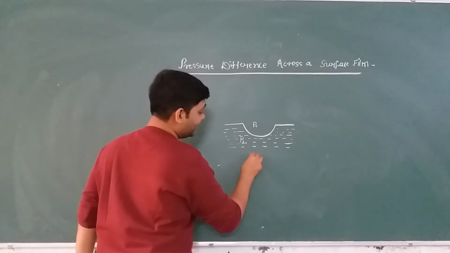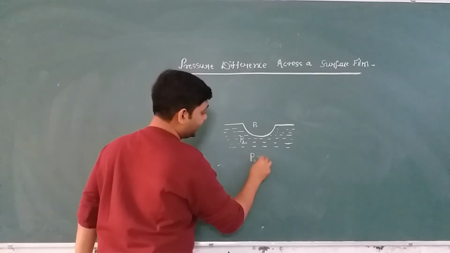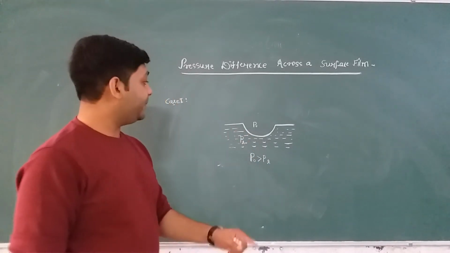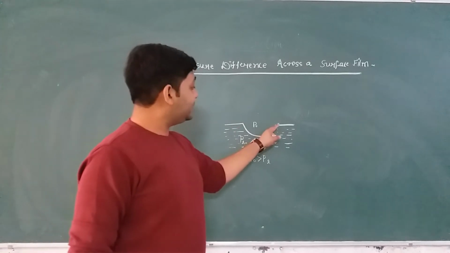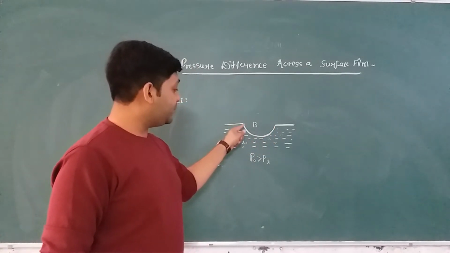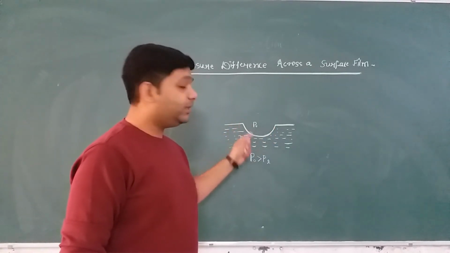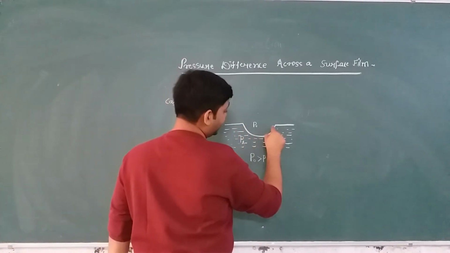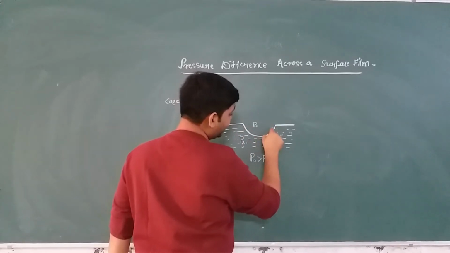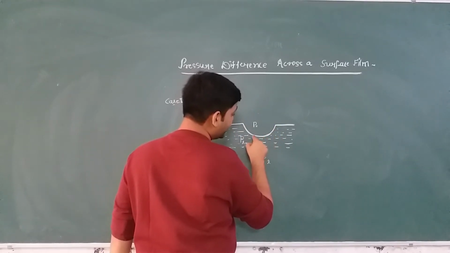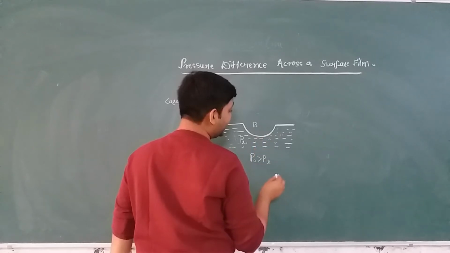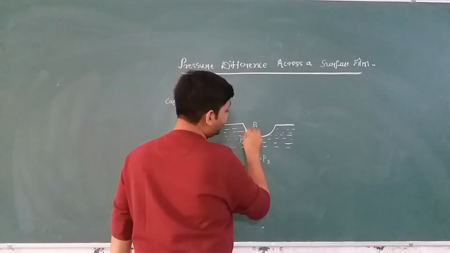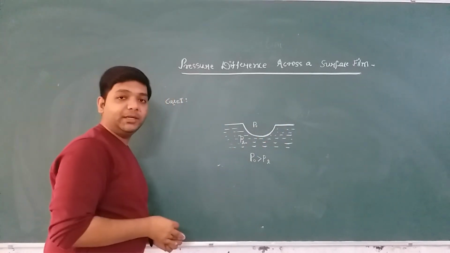So in this case we must have P naught greater than PL. Let me repeat once again. The molecules present on the surface experience an outward force, and this force is directed towards the center of curvature of the curved surface. Now, for the molecules present on the surface to be in equilibrium, what should happen? There must be some force balancing it. So for that, P naught must be greater than PL for this surface to be in equilibrium.